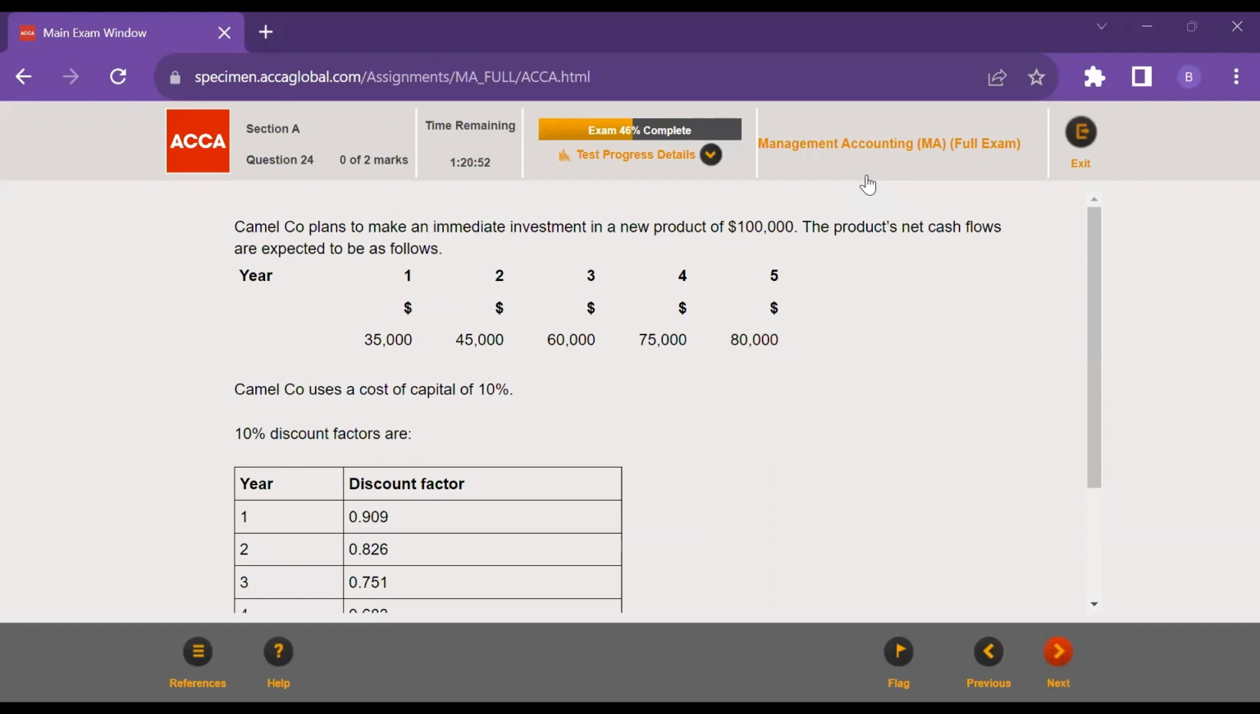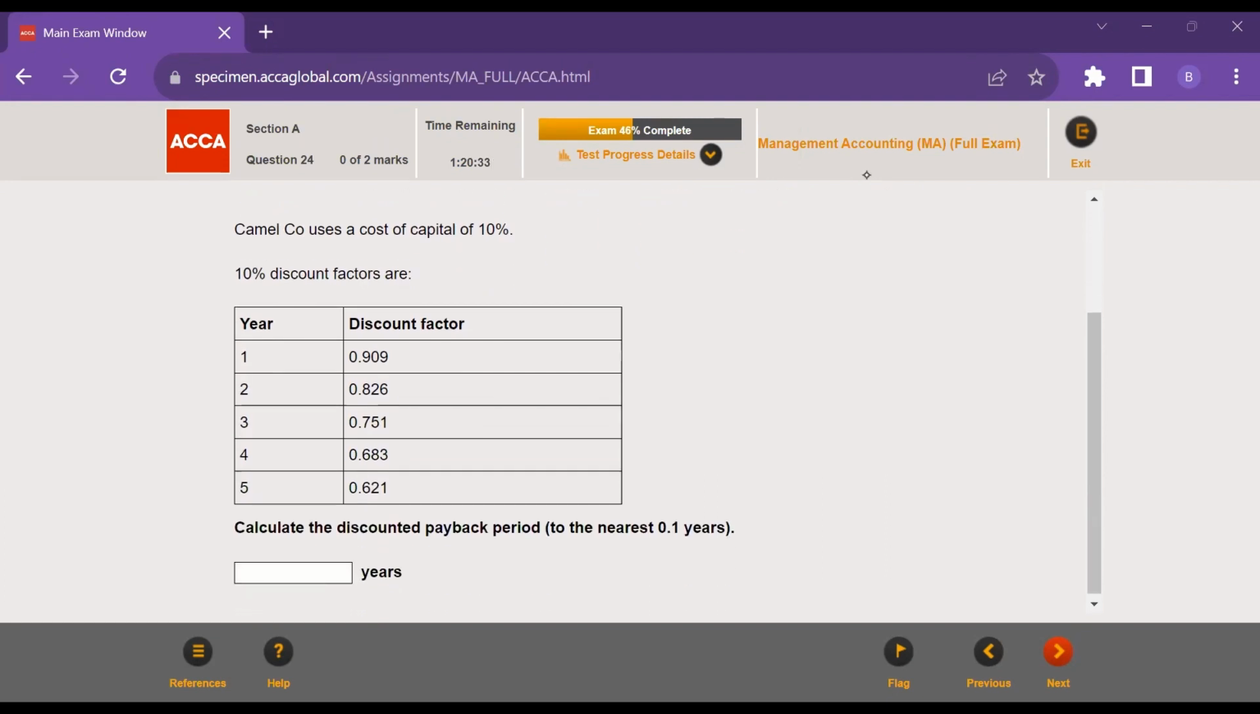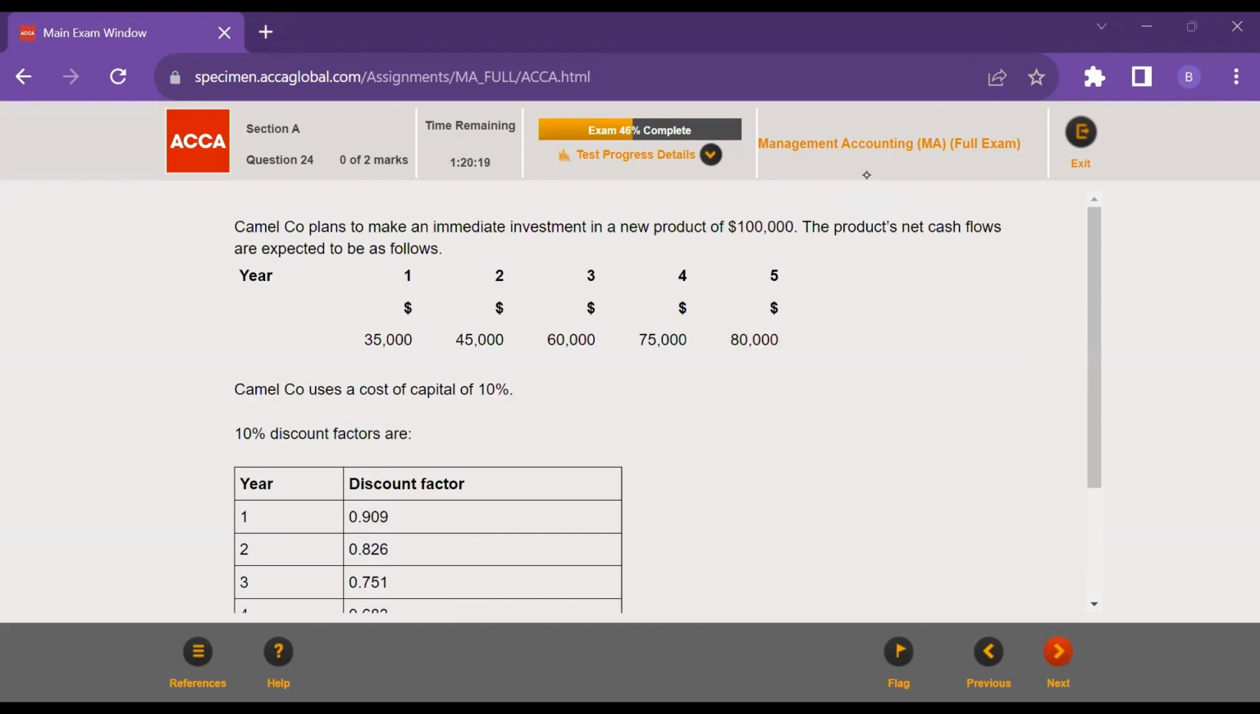Now, Camel Company plans to make an immediate investment in a new product of $100,000. The product's net cash flows are expected to be as follows. So we are given the cash flows. Camel Company uses a cost of capital of 10%. So we are also given the discount factors over here. We have to find out the discounted payback period. Okay. So first of all, we will have to create a table over here, and we'll have to see how much our payback period actually is.